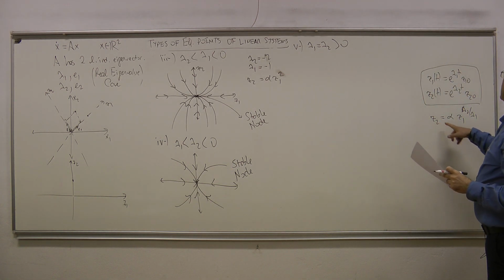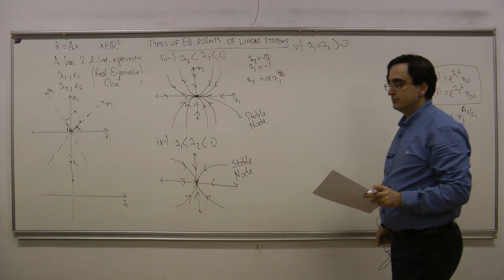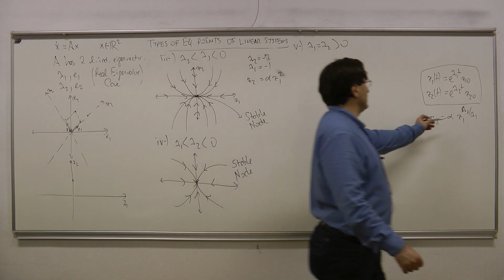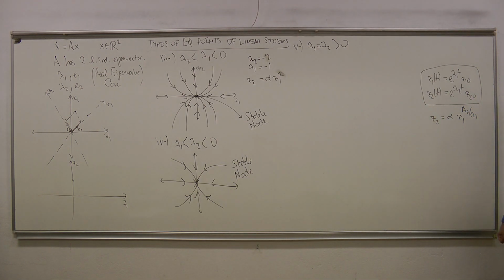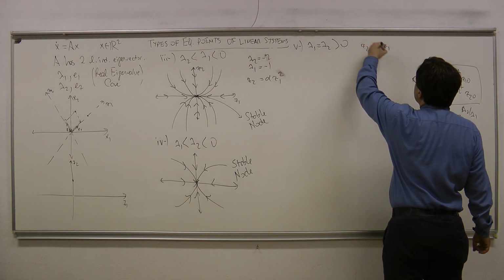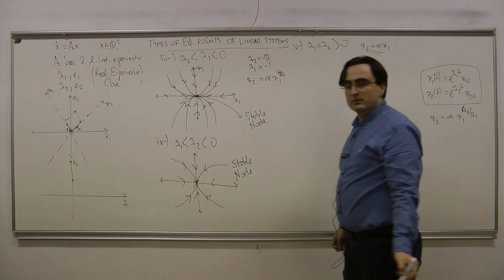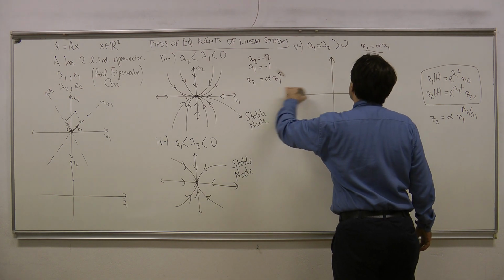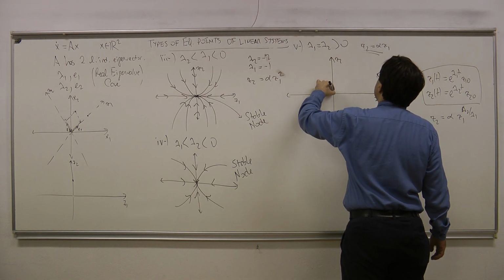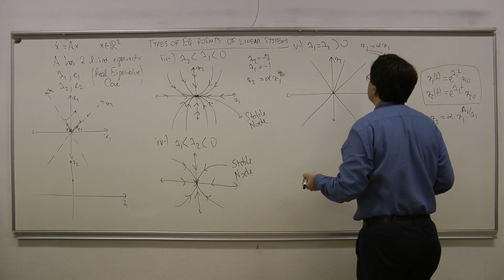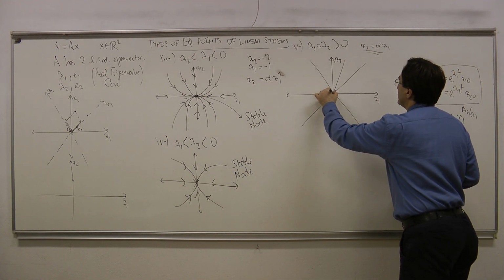Z2 is going to be alpha times Z1 to the power 1. Okay? And this alpha can change its value depending on the initial conditions. But here I have Z2 is equal to alpha Z1. This is an equation for a line, right? So the trajectories are going to be linear. Linear trajectories like this. And what about convergence or divergence away from the equilibrium point?